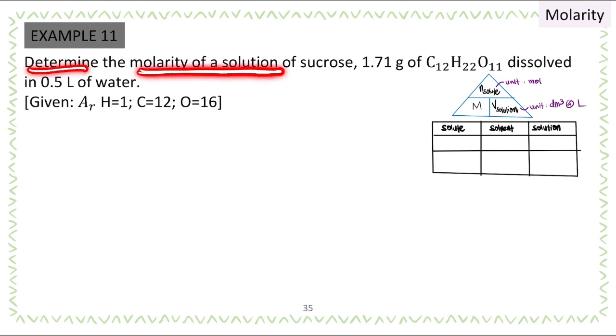Determine the molarity of solution. So you were asked to calculate the molarity of solution of sucrose, okay, when 1.71 gram of C12H22O11 is dissolved in 0.5 liter of water.